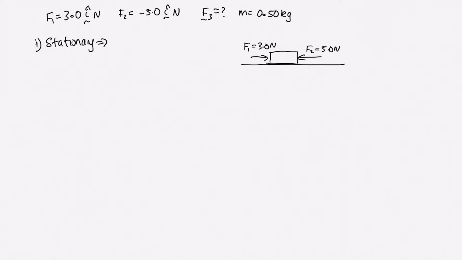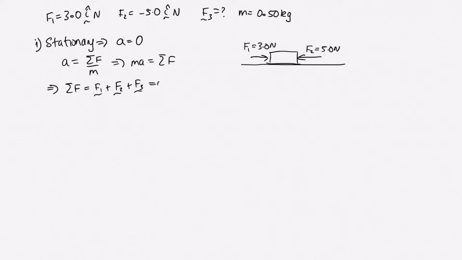We know when an object's stationary that the acceleration is equal to 0. So Newton's second law tells us that the acceleration is equal to the sum of the forces over the mass, or we can write this as ma equals the sum of the forces. So because a is 0, the sum of the forces, which is force 1 plus force 2 plus force 3, is equal to 0. So force 3 equals minus F1 minus F2.